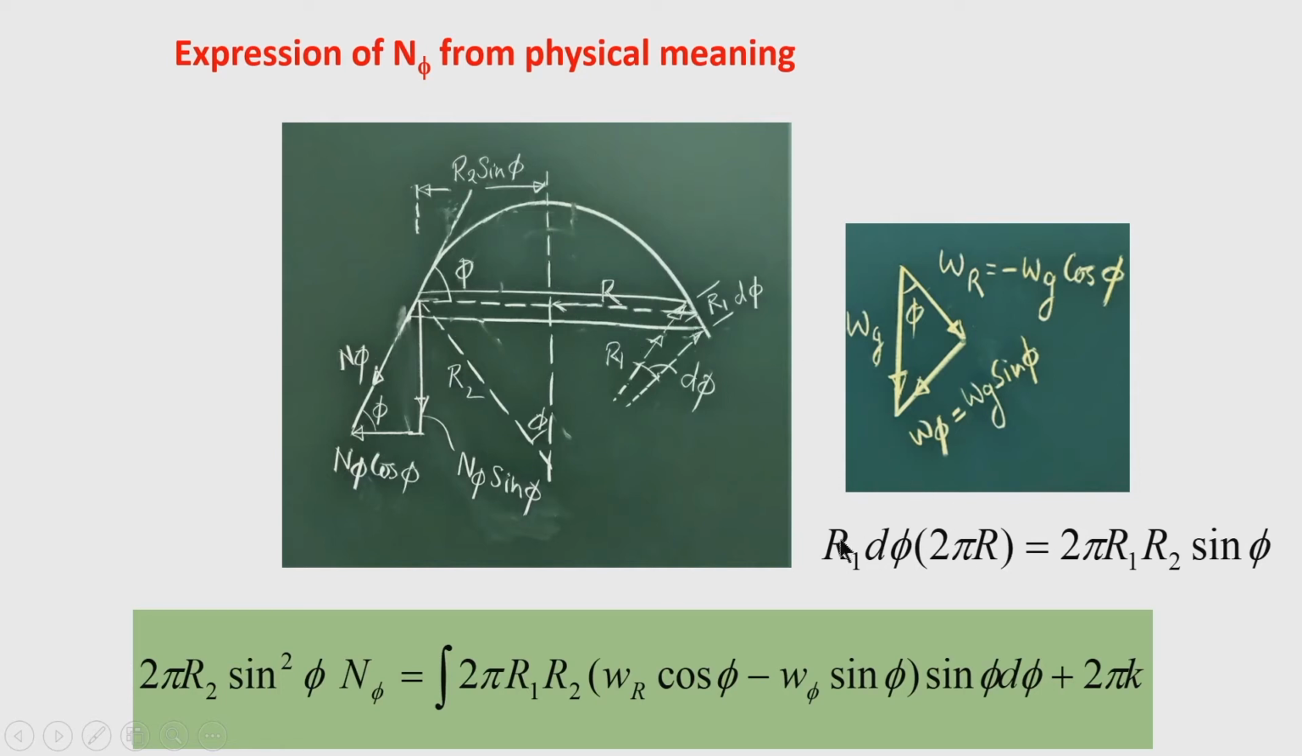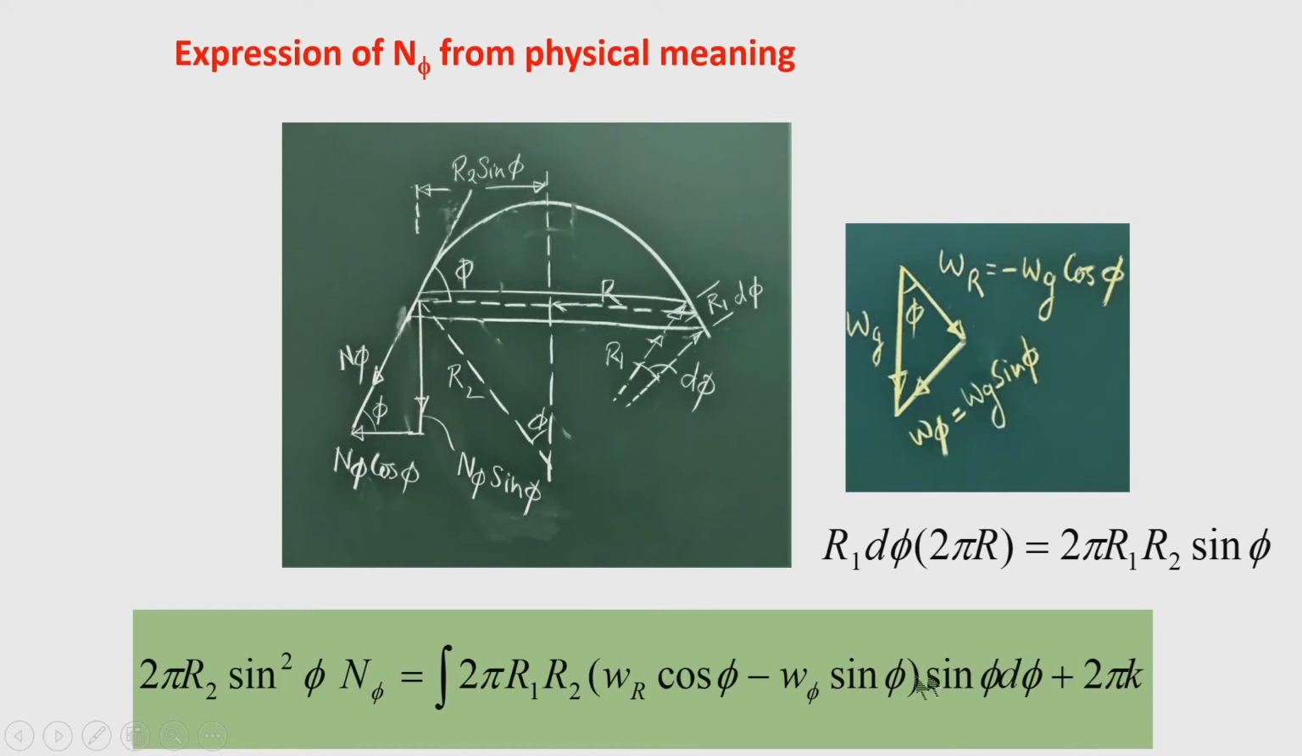So, 2 pi r into r_1 d phi will be the area of the strip, and since r can be written as r_2 sin phi, the total area of the strip is 2 pi r_1 r_2 sin phi. So, under the integral sign you have these terms, 2 pi r_1 r_2 sin phi. That means it is the total surface area of the strip.